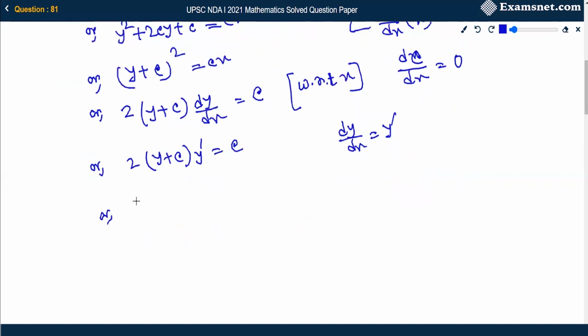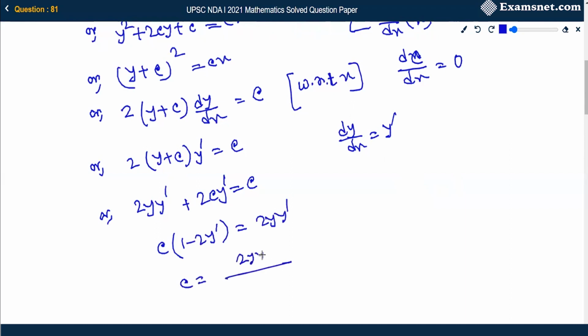or 2y y dash plus 2c y dash equals to c. So here c times 1 minus 2y dash equals 2y y dash. So c becomes 2y y dash by 1 minus 2y dash. Okay, so we have got the value for the constant.